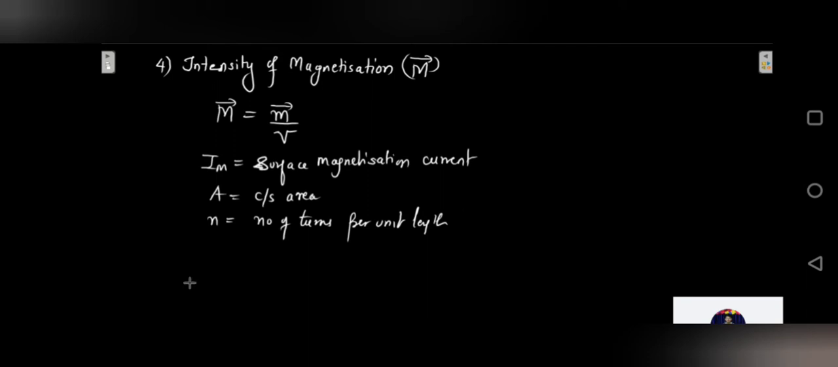In that case the volume will be what? If you consider the volume per unit length, it will be the cross sectional area multiplied by the length, which is equal to A. If I want to find the magnetic moment, the magnetic moment will be N into Im into A. The number of turns per unit length we have taken as N, I am just considering unit length, the current flowing is Im, and the area of cross section is A. So this is going to be the moment.